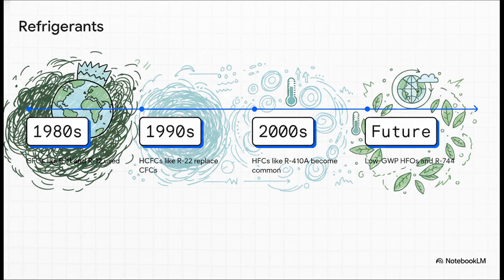Let's see how this builds when we look at the chemicals flowing inside these systems, because they've had to evolve dramatically. Back in the 1980s, we used CFCs, but those were phased out globally by the Montreal Protocol because their chlorine content was actively destroying the Earth's ozone layer. That led us to HCFCs like R22 in the 90s, and then to HFCs like R410A in the 2000s, which are entirely chlorine-free. But because HFCs still have a pretty high global warming potential if they happen to leak, the future of the industry is rapidly shifting toward HFOs and even supercritical carbon dioxide, known as R744, which have a tiny fraction of the environmental impact.